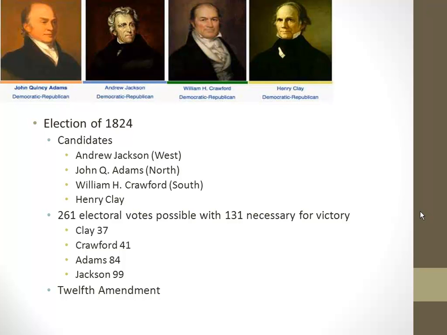Since Clay was not eligible because he came in 4th, he gave his support to John Quincy Adams, who thus won the presidency. So you could see how this is going to cause problems, right? John Quincy Adams did not get as many popular votes nor electoral votes. Andrew Jackson earned both of those, but since, again, there wasn't 131 earned by any of them, it went to the Speaker of the House really to decide, the House of Representatives to decide. Adams responded by making Clay Secretary of State.